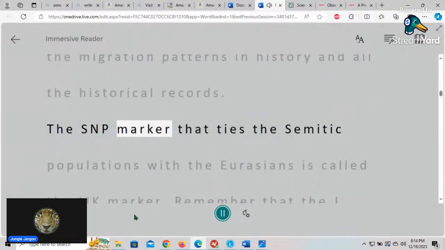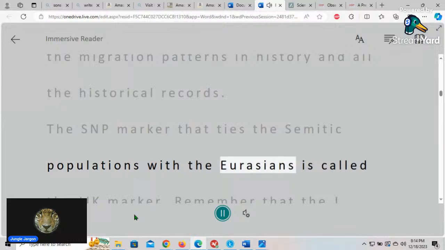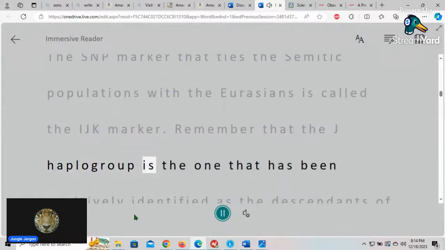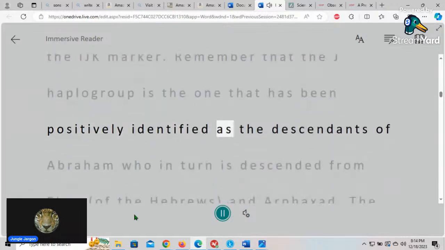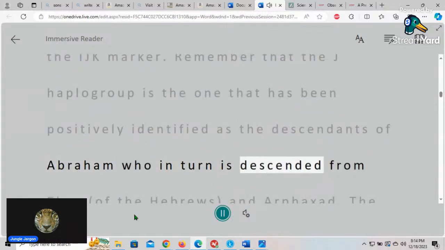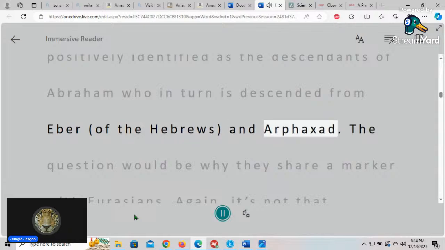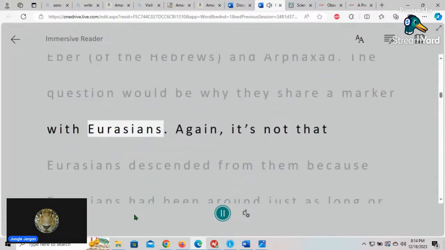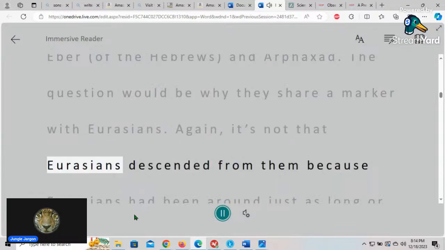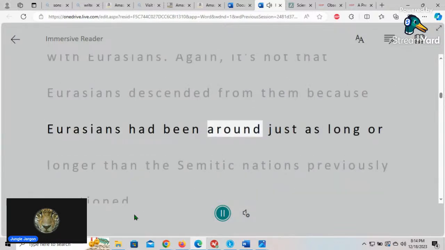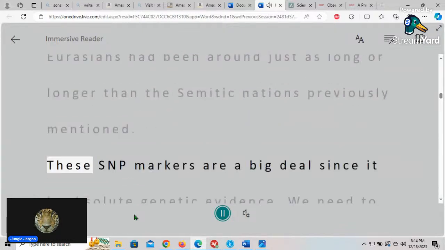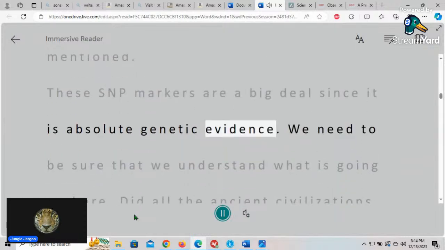The SNP marker that ties the Semitic populations with the Eurasians is called the IJK marker. Remember that the J haplogroup is the one that has been positively identified as the descendants of Abraham, who in turn is descended from Eber, of the Hebrews, and Arphaxad. The question would be why they share a marker with Eurasians. Again, it's not that Eurasians descended from them, because Eurasians had been around just as long or longer than the Semitic nations previously mentioned. These SNP markers are a big deal since it is absolute genetic evidence.